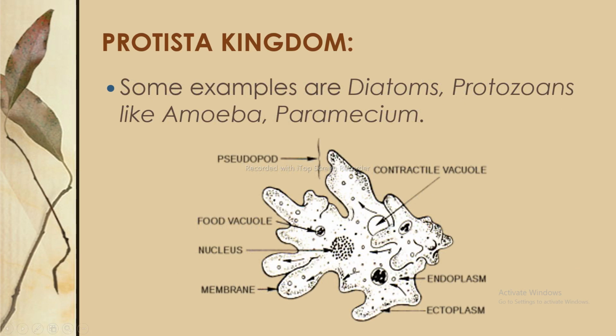In this figure, this is an amoeba and it includes the body parts. First is the pseudopod. This structure is called the pseudopod and this is the contractile vacuole. This is the food vacuole, which is used for the storage of food. And this is the nucleus, this is the membrane and this is the ectoplasm. This part is called the ectoplasm and this is called the endoplasm, as shown in the figure.